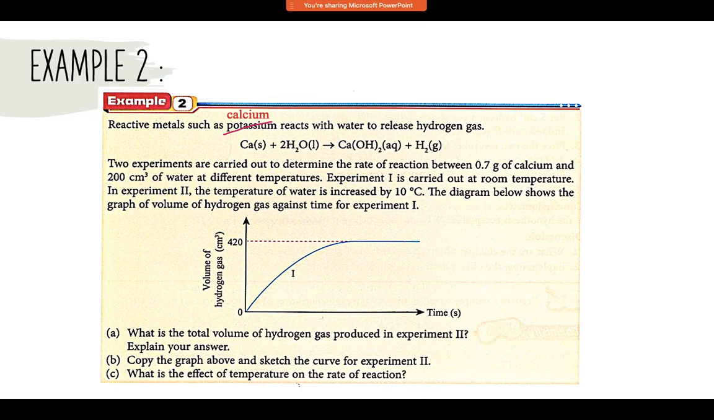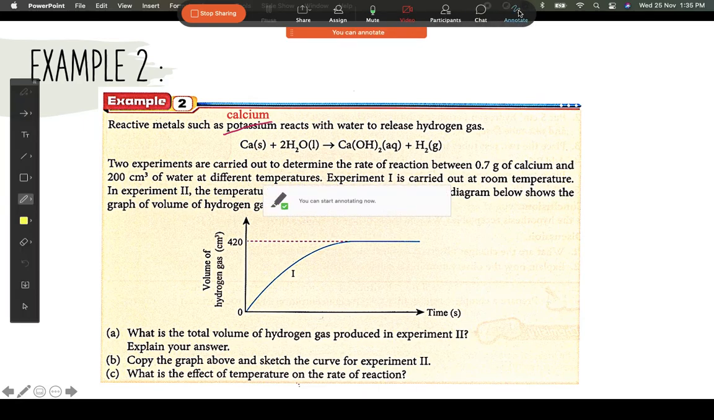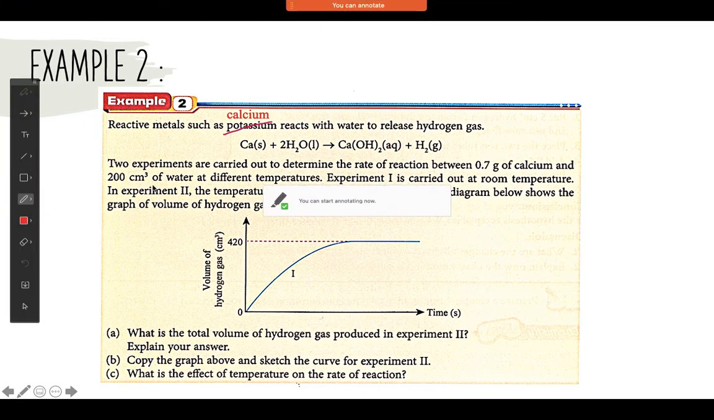Okay, so before I give you exercise 7.4, let's look at example 2, 3 and 4 together in your textbook. Okay, this is example 2. Reactive metals such as calcium react with water to produce hydrogen gas. Okay, these are the equation. So, what information do we have? Given mass of calcium 0.7 and 200 cm3 volume of water, different temperature. Okay, I want to annotate here. Highlight the words different temperature, because this is the factor affecting the rate of reaction, temperature.